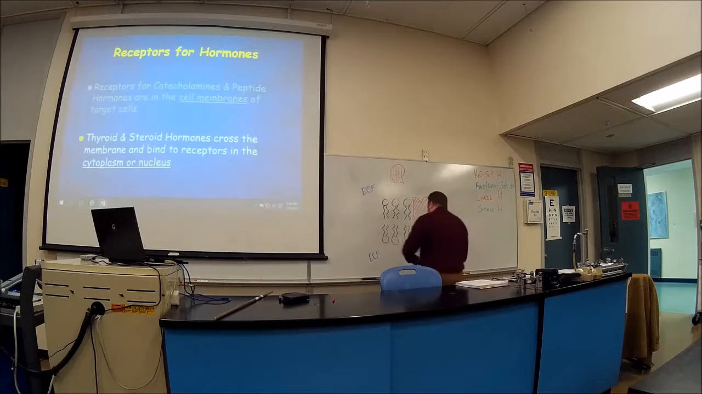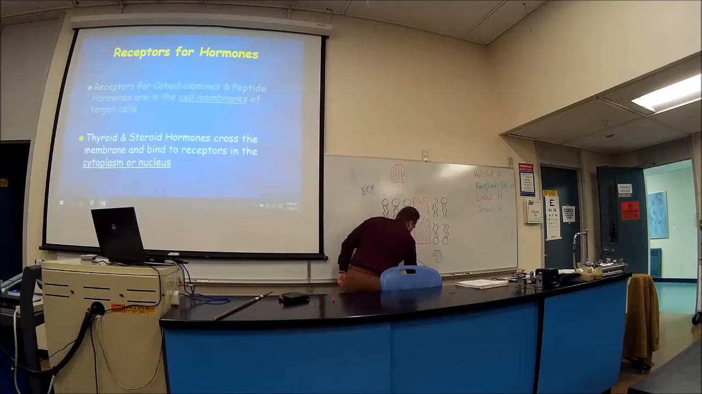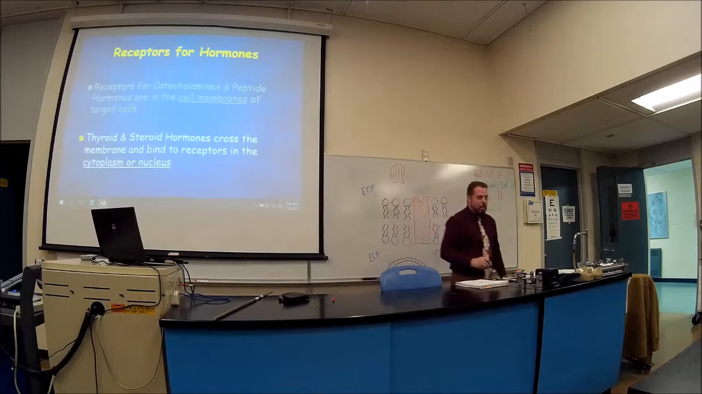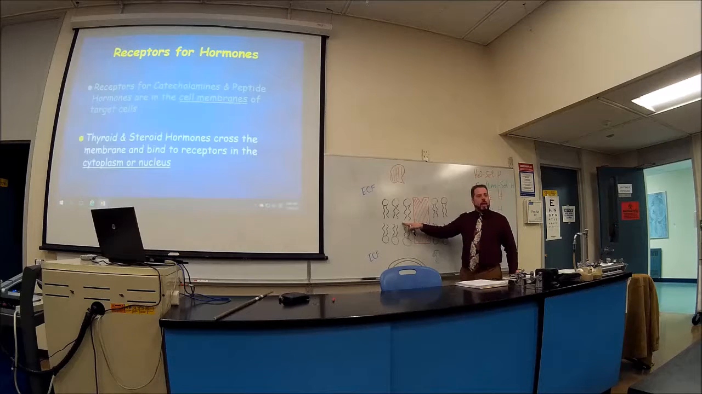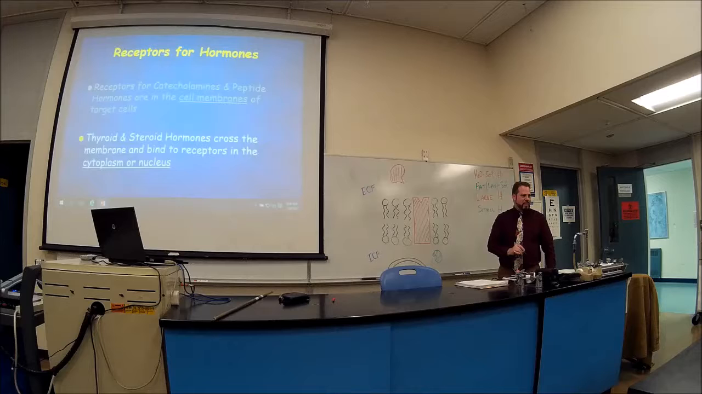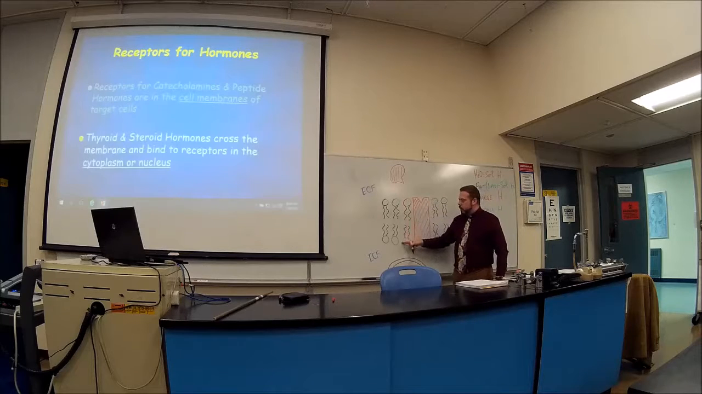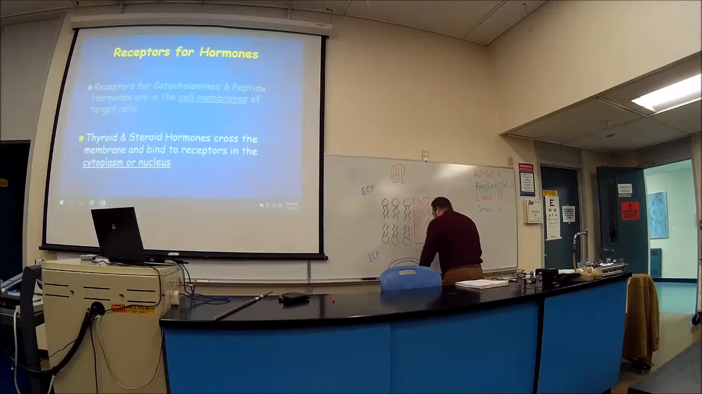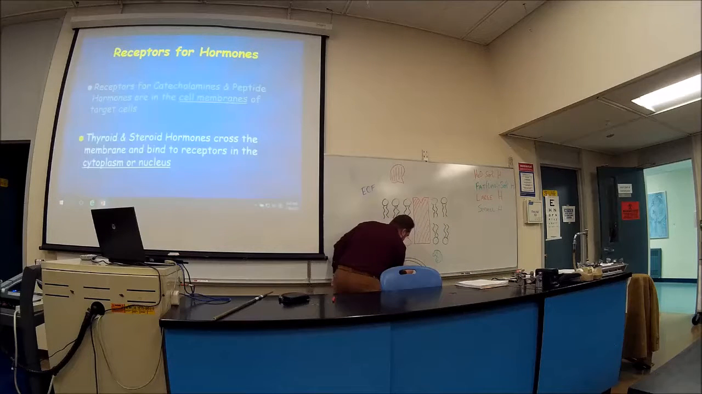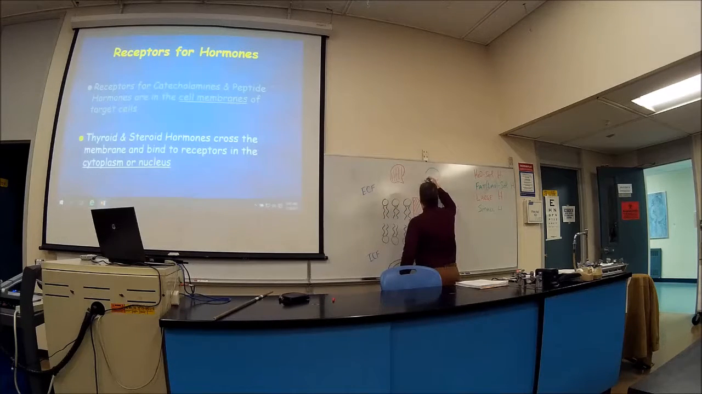Or, keep in mind that there's a nucleus here. And the nucleus itself has a nuclear envelope. And that nuclear envelope is the same thing as a phospholipid bilayer, but has two of those layers. So it works the same way. If there's something that can pass through here, look for its receptor. It's not in the cytoplasm. It can easily pass through the nucleus too, and look for its receptor inside the nucleus. Does that make sense?